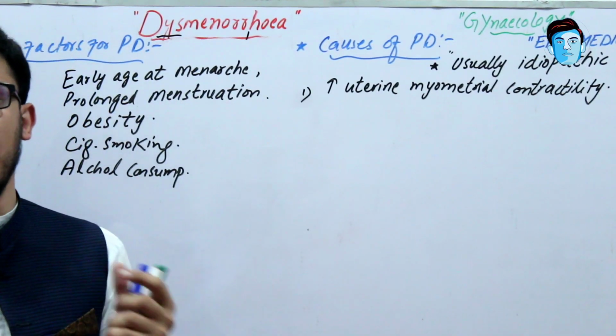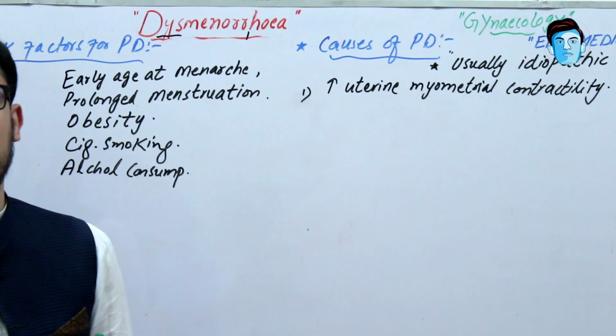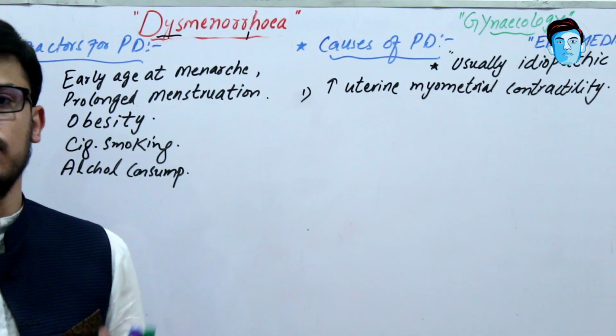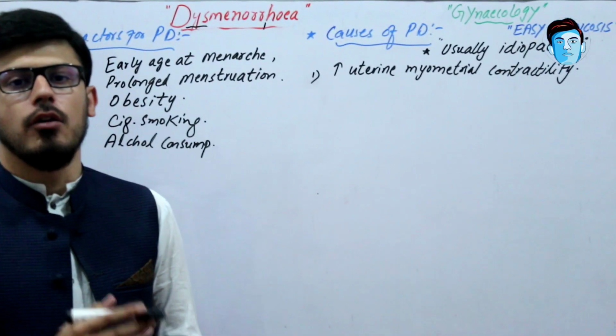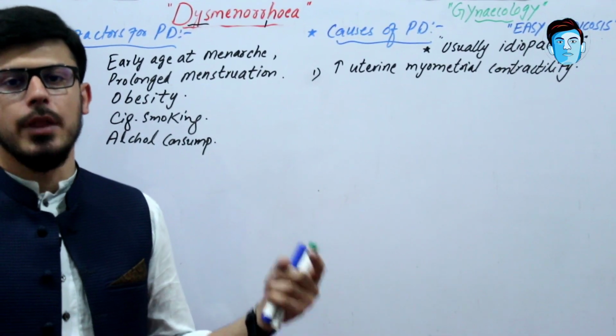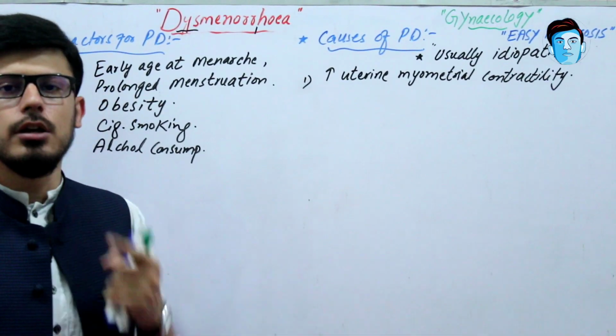Whenever there is uterine hyperactivity, in that condition the contractility of the middle layer of the uterus is increased further. As a result, pain is felt by the patient during menstruation. So it is also considered one of the causes of primary dysmenorrhea.